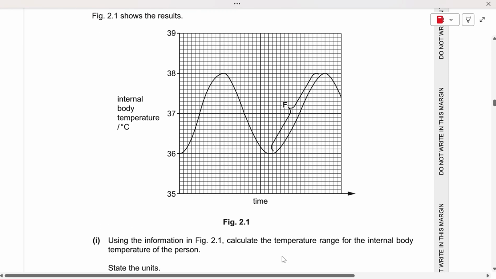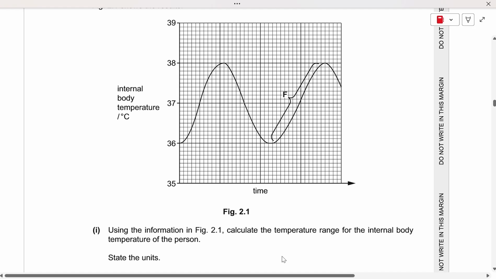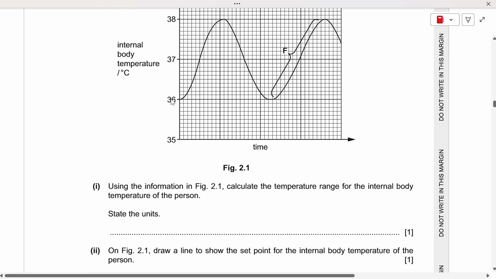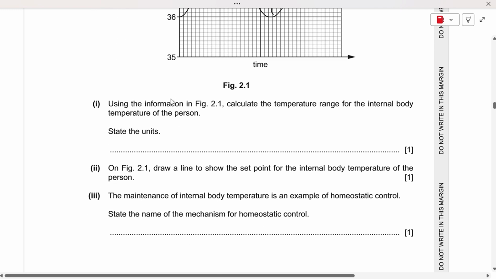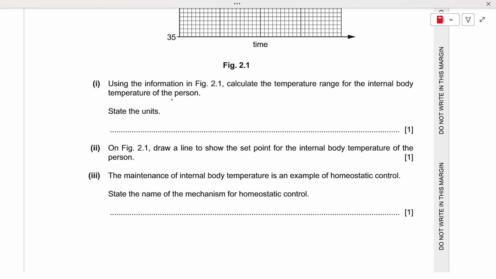How are we going to identify the temperature range? We'll take the highest minus the lowest. So the highest temperature is 38 and the lowest is 36. So we'll take 38 minus 36, and when we subtract the two, we'll get 2. So the difference is 2, and with units it is 2 degrees centigrade. So that is the range.